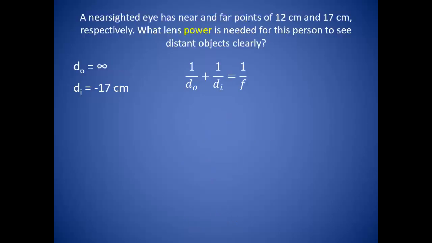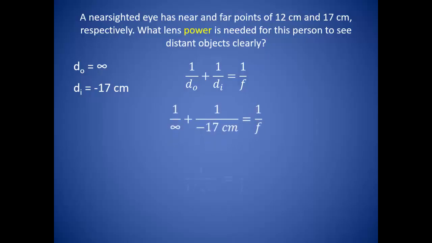Now what if the person wanted to use contact lenses instead of glasses as a corrective tool? In this case, the image distance would stay at negative 17 centimeters, since the corrective lens would rest directly on the eye, and we would not have to account for the extra 2 centimeters required by the glasses.